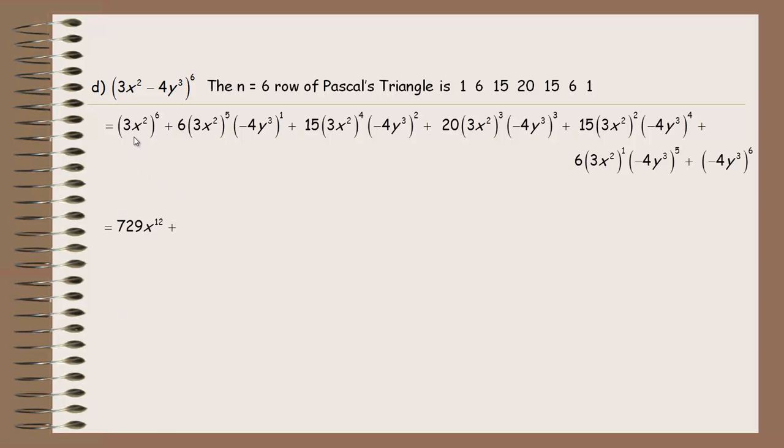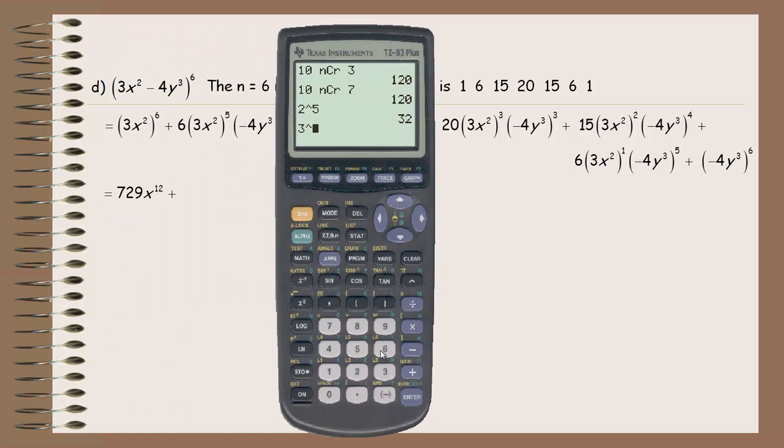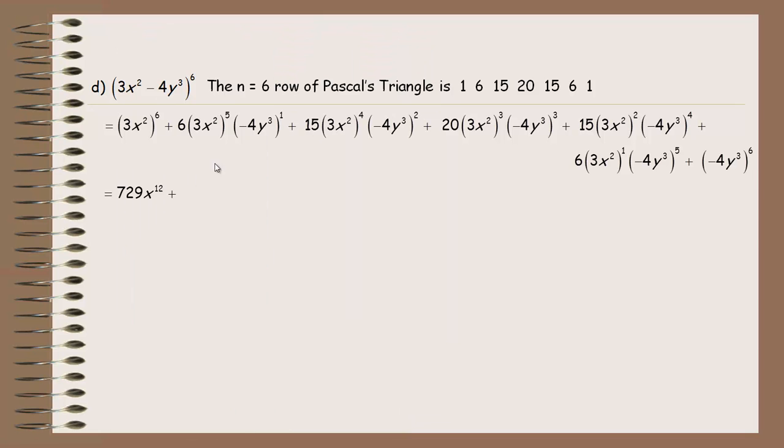So 3 to the power of 6, there's where the 729 comes from. And then next we go 6 and 3 to the 5th is 243. Power for power, you multiply exponents. So 2 and 5 multiply to 10. And times this. This is the first power, so it's just negative 4y cubed. So 15, and then 3 to the 4th is 81. X squared to the 4th, remember we multiply the exponents, so 2 and 4 multiply to 8. And negative 4 squared is 16. Y cubed to the 2nd, remember you multiply the exponents, is 6.